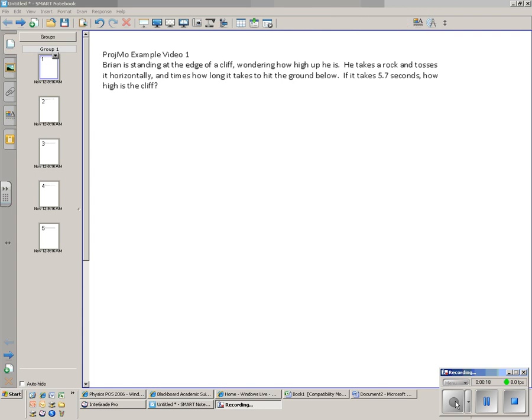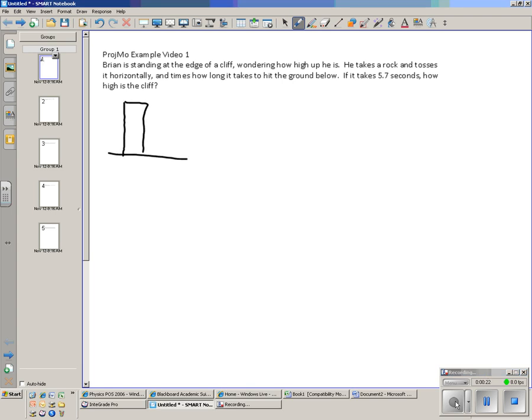We have read it. Now we need to draw out a picture. Here is the cliff, and here is the starting point. It goes in a nice parabolic path downward. Now we need to label our diagram.